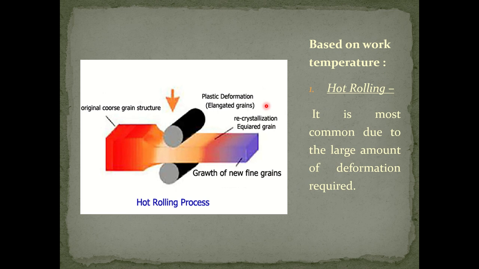Next, it is based on temperature. There are two rolling processes based on temperature. One is hot rolling and another is cold rolling. In hot rolling, we heat the input metal above the recrystallization temperature. So when we provide the input to the rollers, this metal is already heated above the recrystallization temperature. What is the advantage of that? Because of that, it is mostly common due to the large amount of deformation required. Means we are able to create a large amount of deformation in hot rolling.